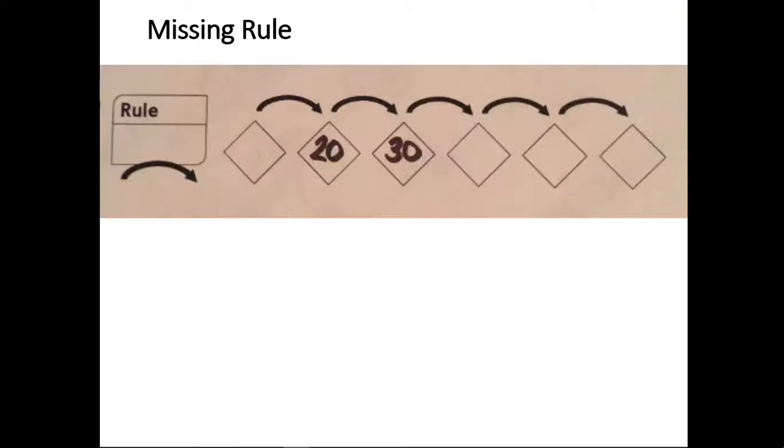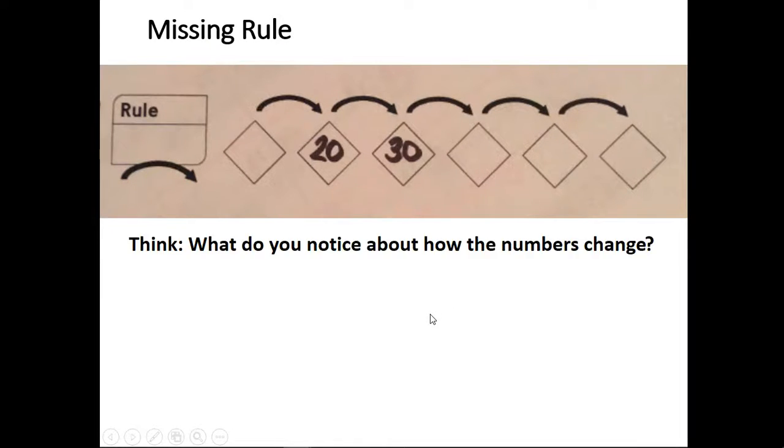Sometimes when we are talking about or trying to solve frames and arrows problems, we are not always given the rule. In this case, we have a missing rule and some of the frames are partially filled in. So I need to do some thinking. I have to think to myself, what do you notice about how the numbers change?